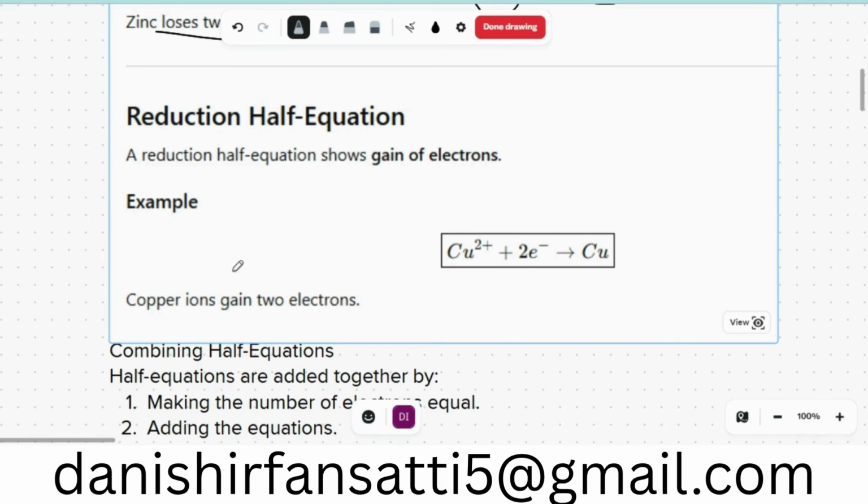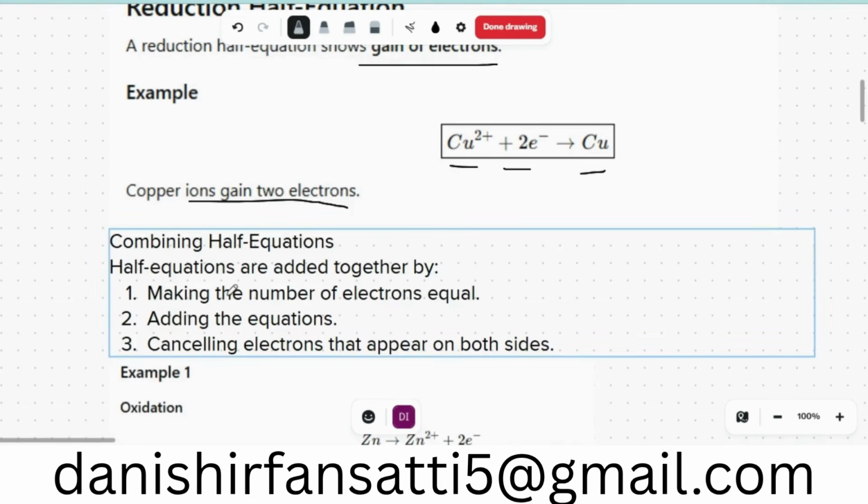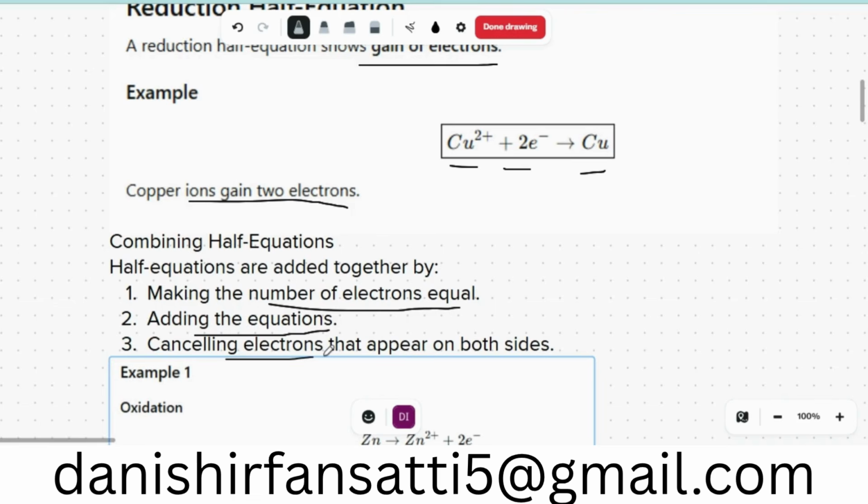Reduction half equation. A reduction half equation shows the gain of electrons. For example, Cu2+ plus two electrons gives us copper. So copper ions gain two electrons. Combining half equations: half equations are added together by making the number of electrons equal, adding them to the equation and cancelling electrons that appear on both sides.